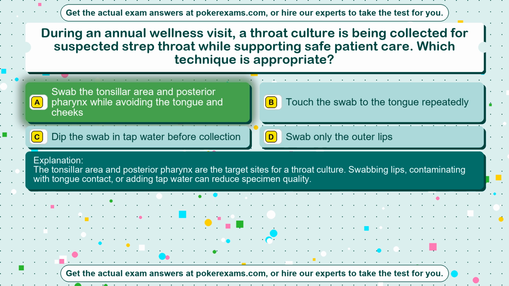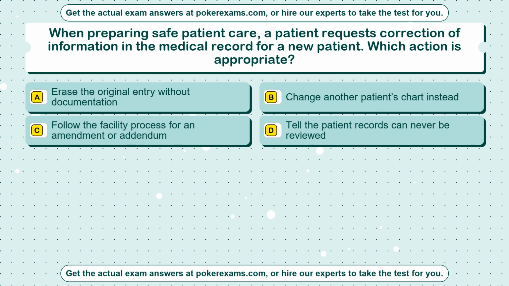The tonsillar area and posterior pharynx are the target sites for a throat culture. Swabbing lips, contaminating with tongue contact, or adding tap water can reduce specimen quality. Question 30. When preparing safe patient care, a patient requests correction of information in the medical record for a new patient. Which action is appropriate?